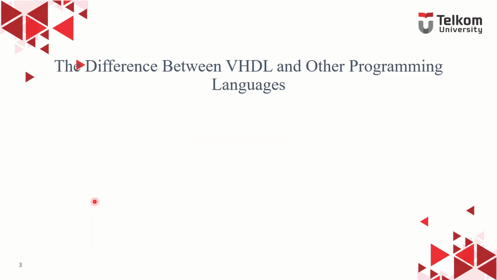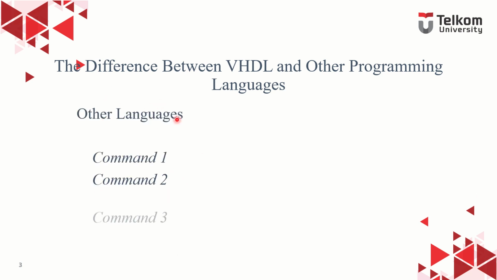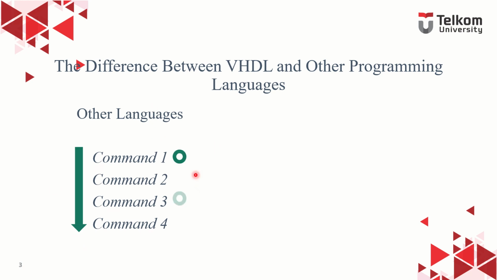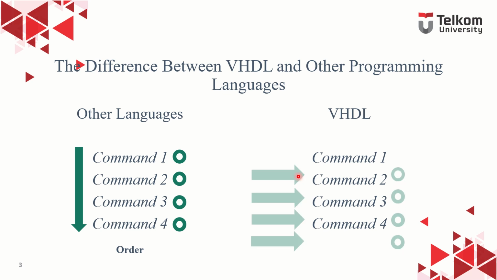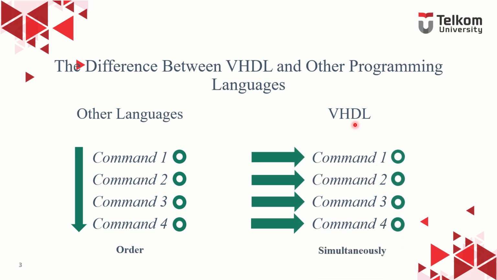The difference between VHDL and other programming languages: in other languages, the commands are executed in order, from highest to lowest, while in VHDL the commands are executed simultaneously, so the order doesn't matter in VHDL.